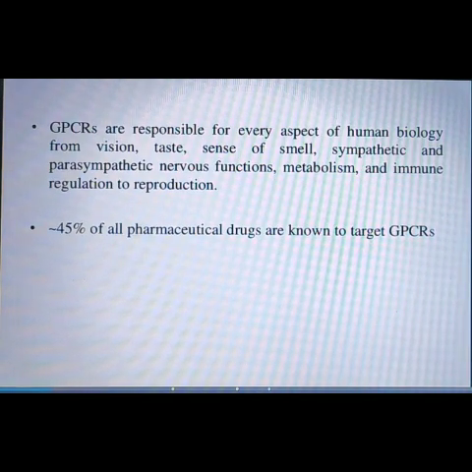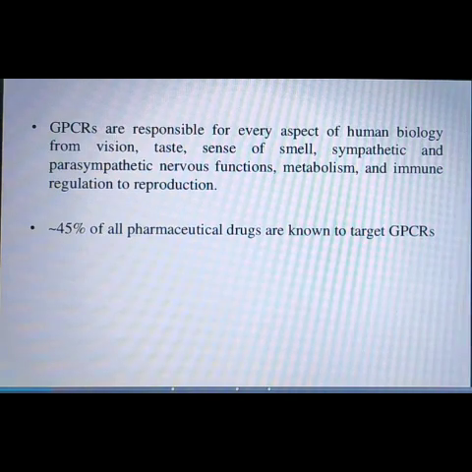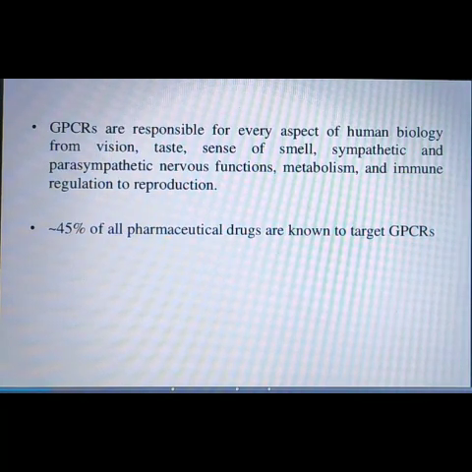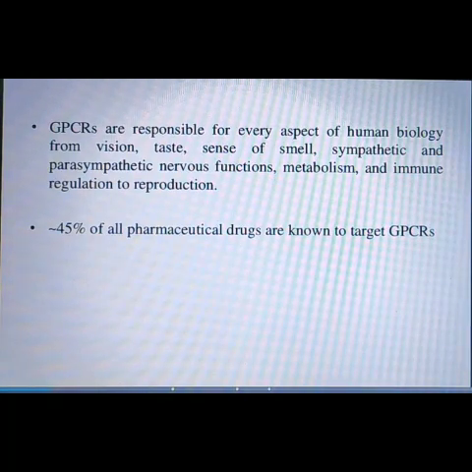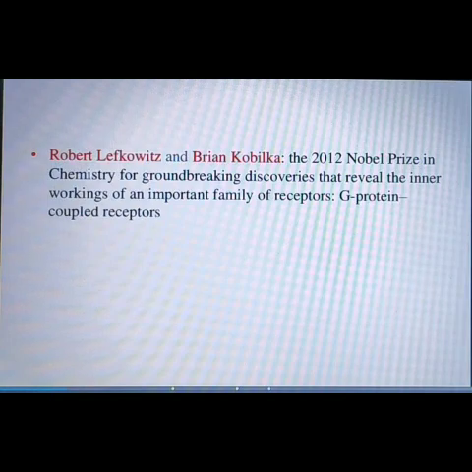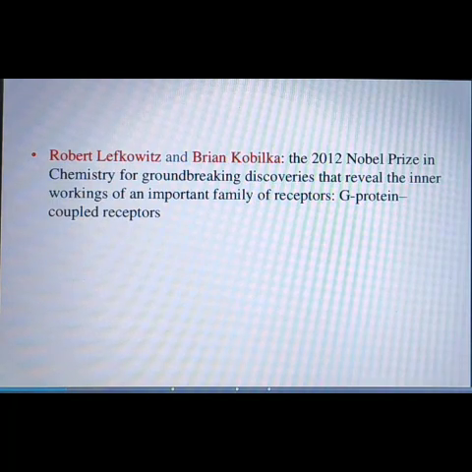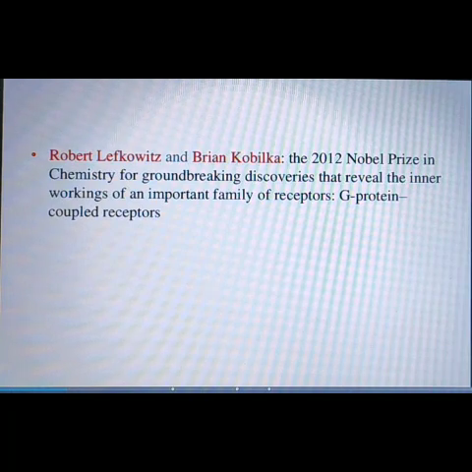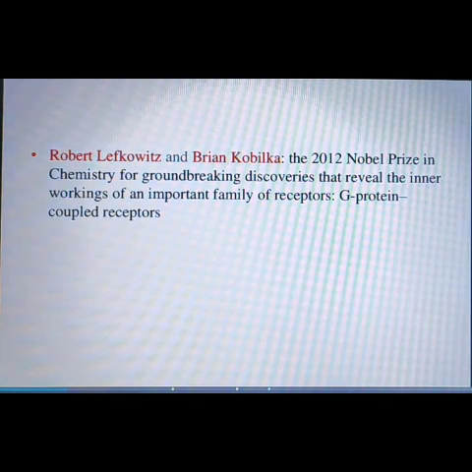GPCRs are responsible for every aspect of human biology, from vision, taste and sense of smell to various nervous functions, metabolism, immune regulation and reproduction. About 45% of all pharmaceutical drugs target GPCRs. These scientists received the Nobel Prize in Chemistry in 2012 for the groundbreaking discovery that revealed the inner workings of this important family of receptors, G protein coupled receptors.